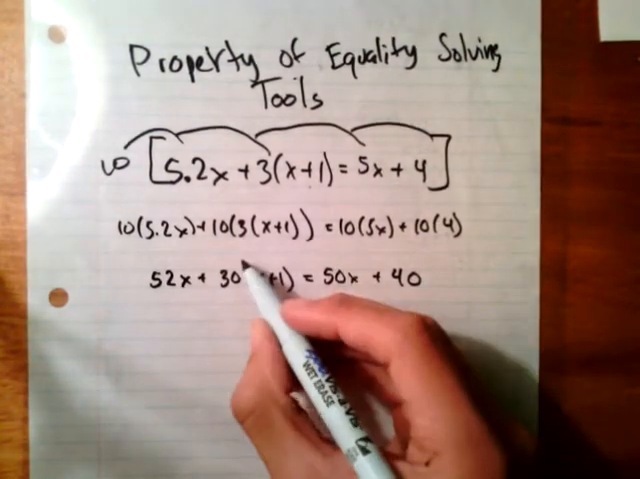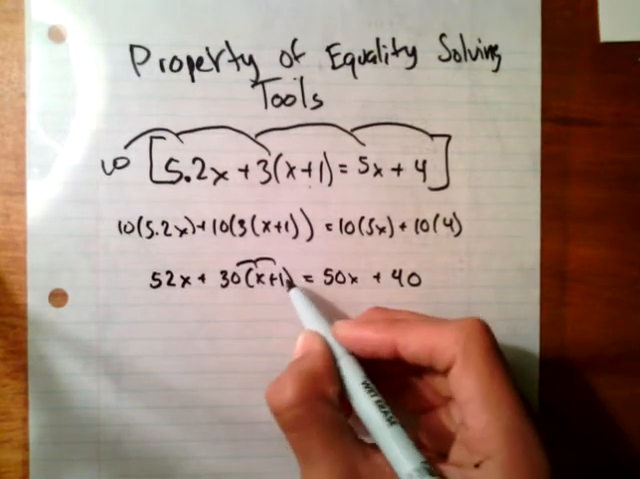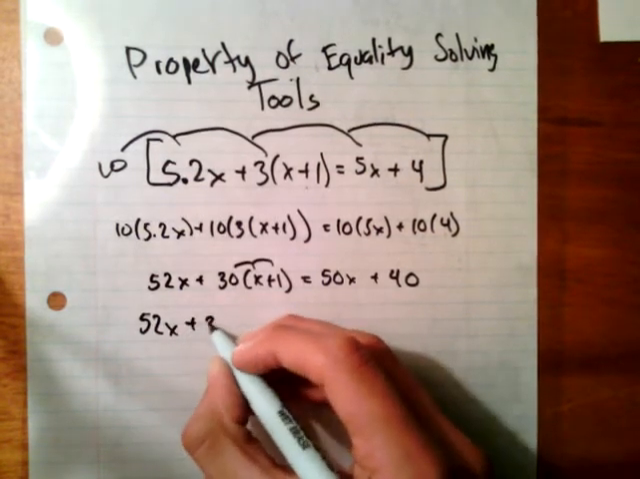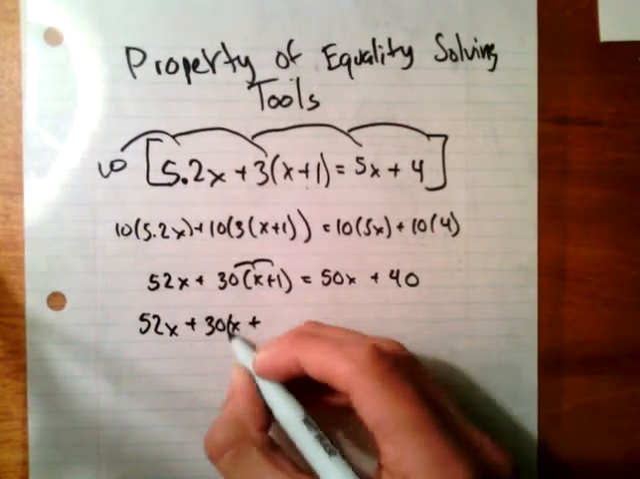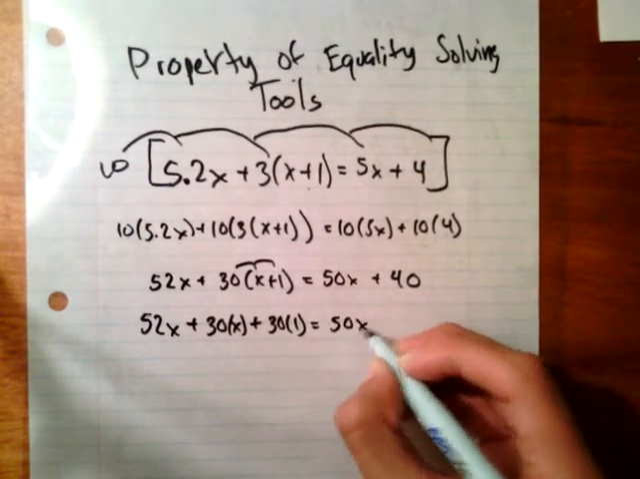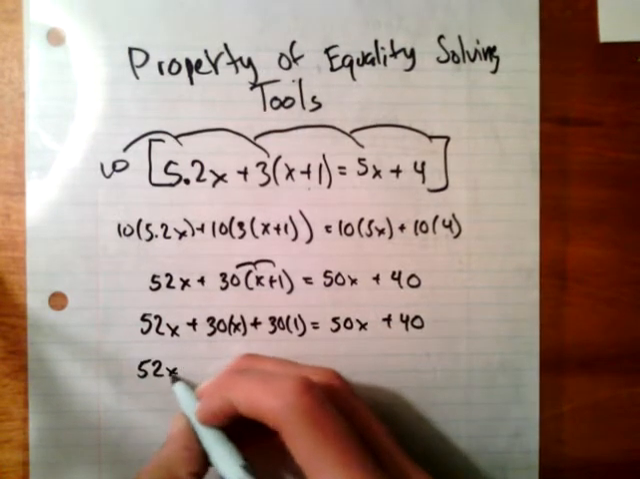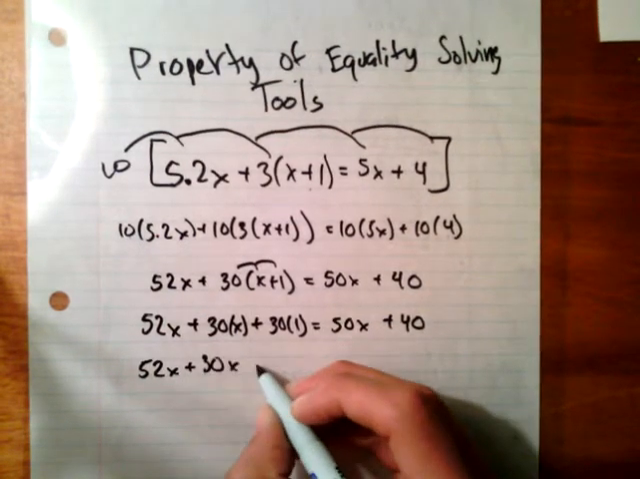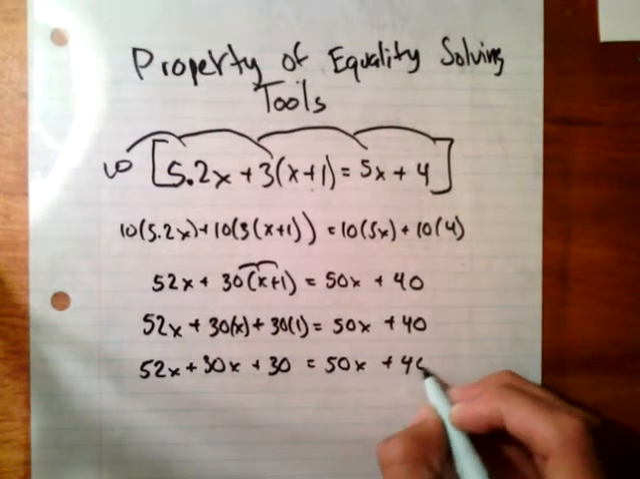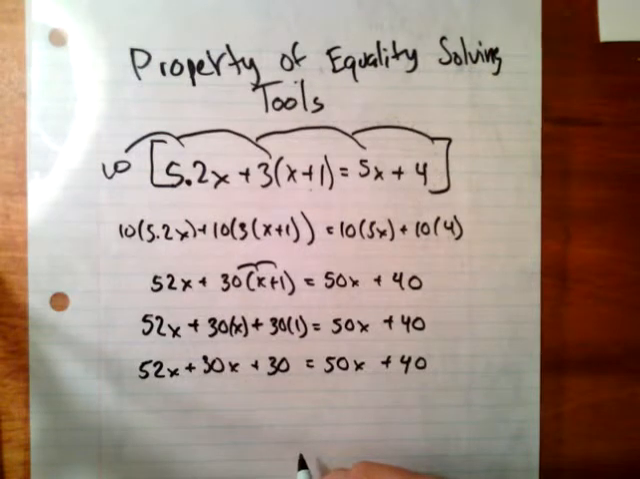Next, we want to distribute. So we have 30 gets distributed to x and gets distributed to 1. So I have 52x plus 30 times x plus 30 times 1 is equal to 50x plus 40. We end up getting 52x plus 30x plus 30 is equal to 50x plus 40. Now, we want to combine like terms.